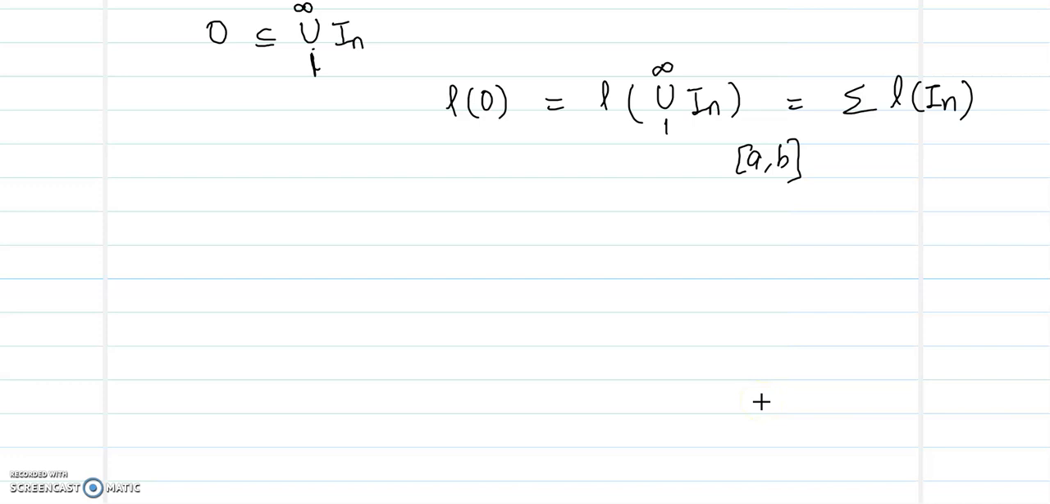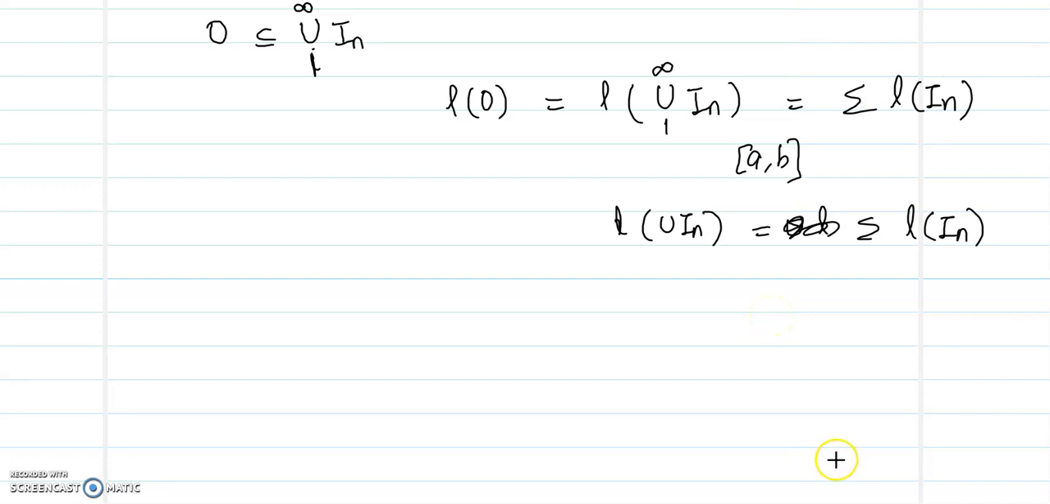So as we saw, length is translation invariant. Similarly, if you have disjoint intervals I_n, then the length of the union of I_n will be the summation of the lengths of I_n. So we will define measure to be a set function such that these types of properties hold.